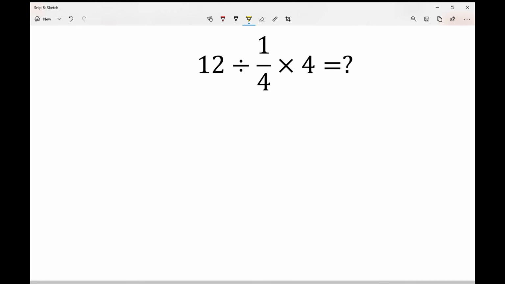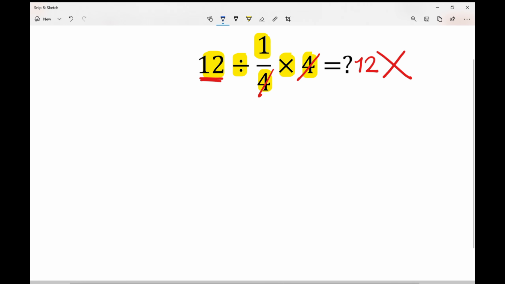Hello everyone! In this video we're going to solve this math expression: 12 divided by 1 over 4 times 4. Believe it or not, 99% of people get this wrong. Many will mistakenly cancel out the 4's and say the answer is 12. But that is completely incorrect.